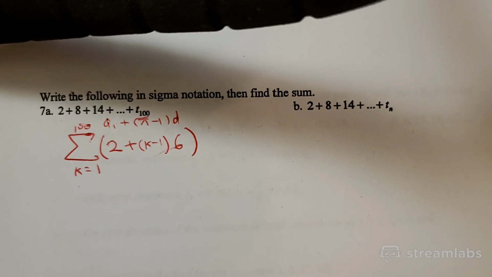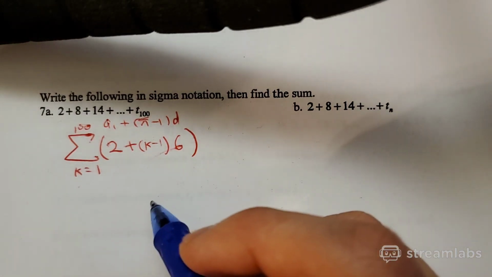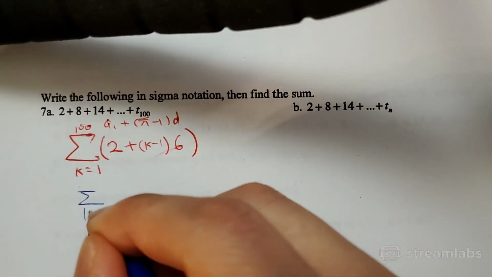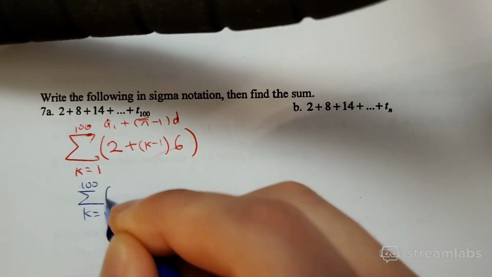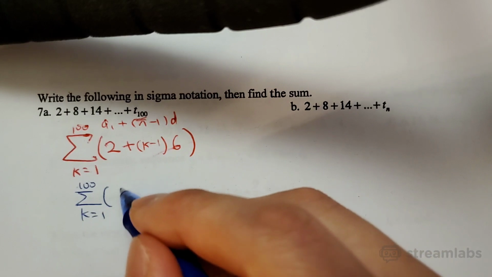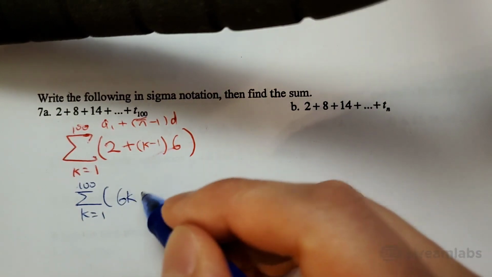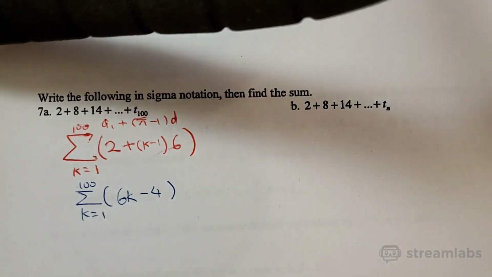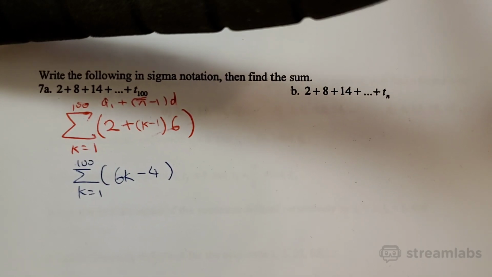All right, so I'm going to use this expression. I can simplify a little bit because I'm going to calculate this, right? So it will end up being 6k minus 6 plus 2, so minus 4. Like that, 6k minus 4. Does that look right? And I'm going 100 terms, right?